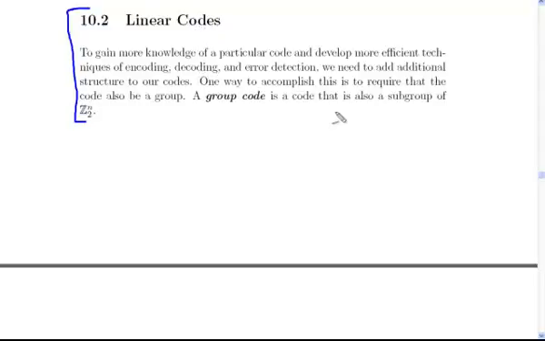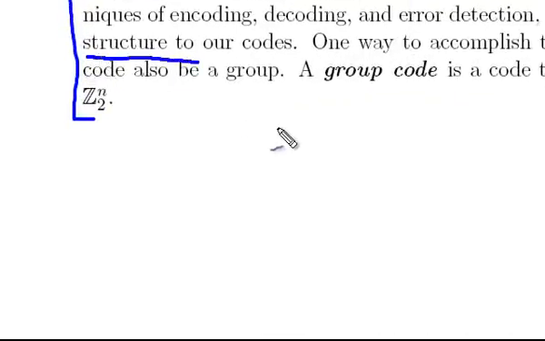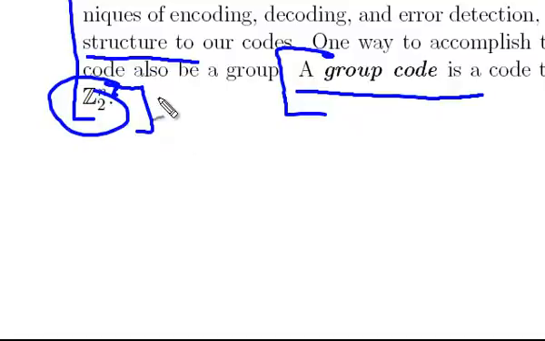If you choose instead to have code words that have a certain structure, it becomes much easier to analyze codes. And actually, the structure that we're going to use is based on a group structure. Okay, so here's a definition. Here's where the abstract algebra comes in. A group code is a code that's also a subgroup of Z2^n. Now, what's the operation of Z2^n?